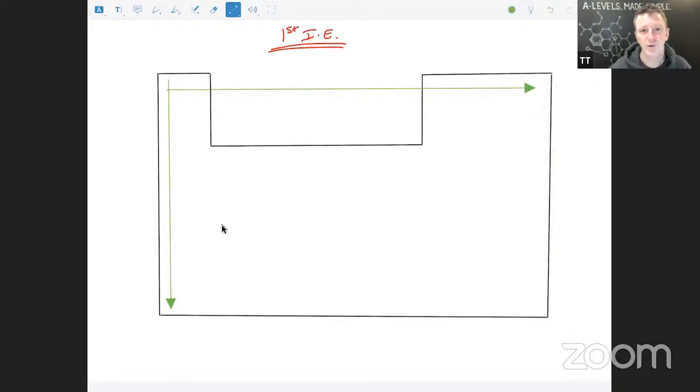That's why it's so important you have a really good handle on your knowledge of atomic structure, okay? Really, really important. T-boy, perfect, absolutely perfect.